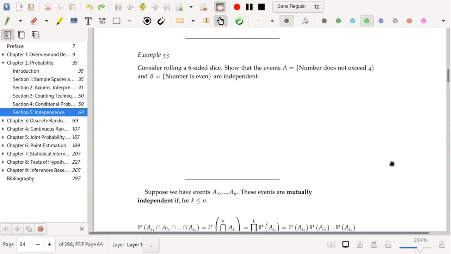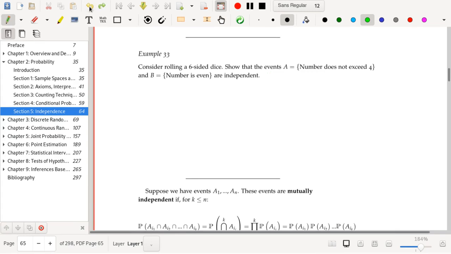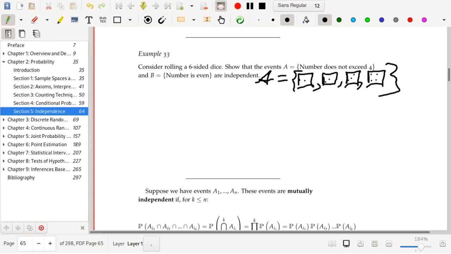So for the next example, we're going to consider rolling a six-sided die, and I'm going to show that the event A, that the number of pips does not exceed 4, and the event B, that the number of pips is even, are independent events. So let's go ahead and enumerate what falls into these two different events. The event A, the number does not exceed 4, includes 1 pip, 2 pips, 3 pips, and 4 pips. The event B, that you get an even number of pips, is going to be 2 pips, 4 pips.